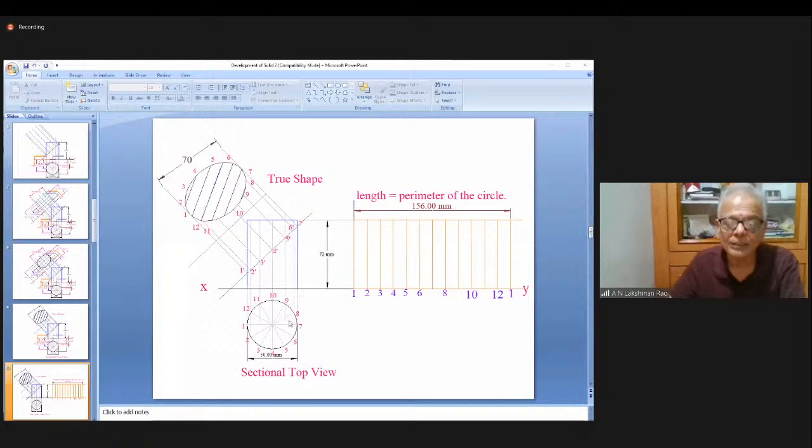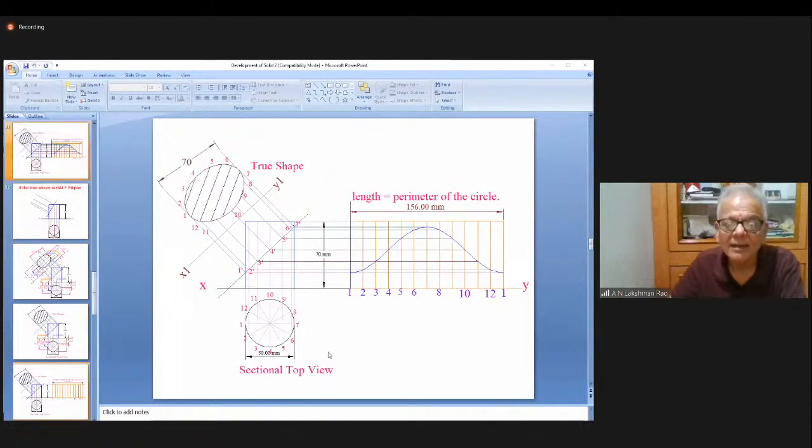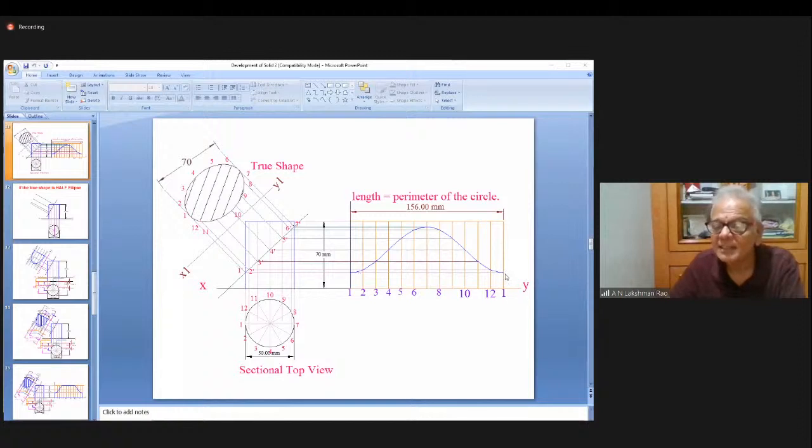In the exam, you are going to divide into 8 parts. You also divide this into 8 parts. Whatever you divide here, the same thing you divide here. Now, from point 1 dash, draw a horizontal line. It cuts here. One more 1 dash is here. There also it should cut.